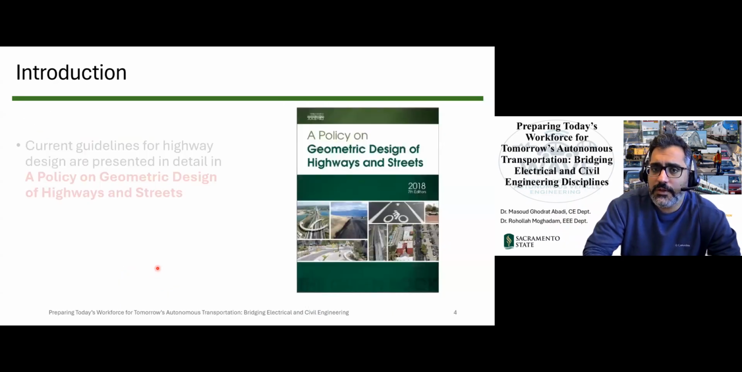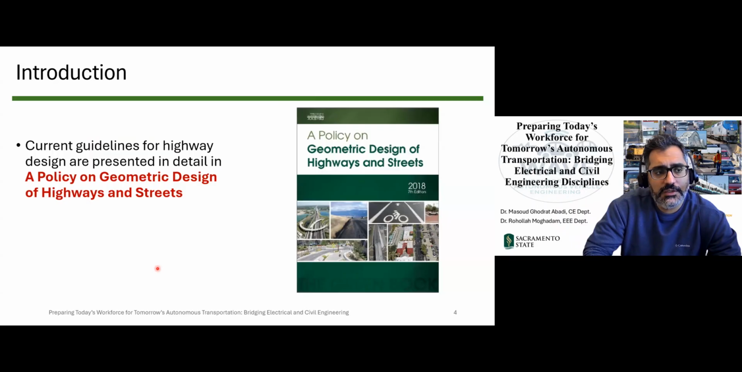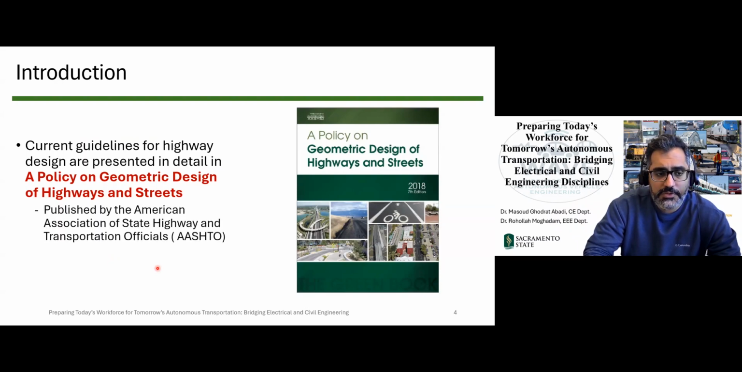The source here is A Policy on Geometric Design of Highways and Streets. This is a national standard that you must follow. It is published by the American Association of State Highway and Transportation Officials, very well known as AASHTO. At the time of recording of this lecture, the most recent version that is published is the seventh edition, published in 2018. And this book, in traffic engineering and transportation engineering, is very well known as the AASHTO Green Book, or just the Green Book, because of the cover that has been, for a while, a green cover.